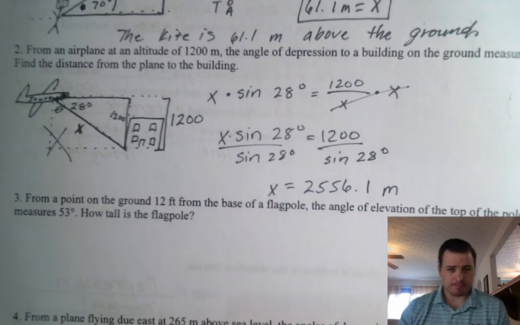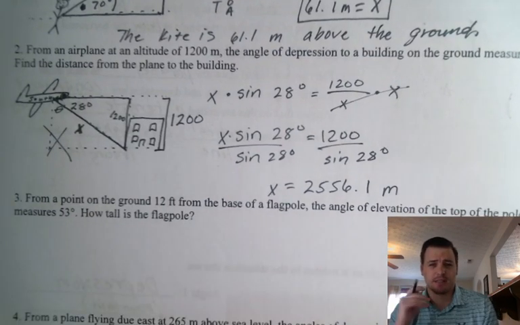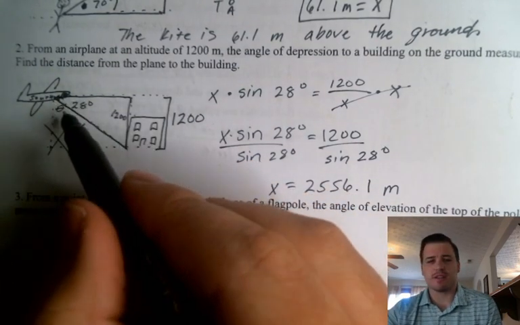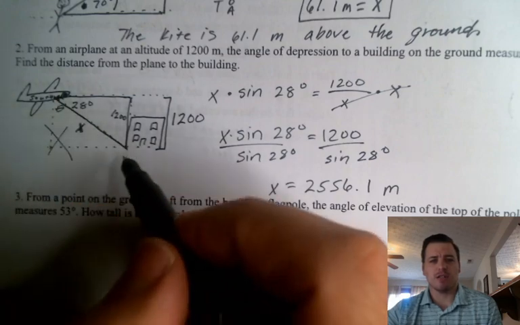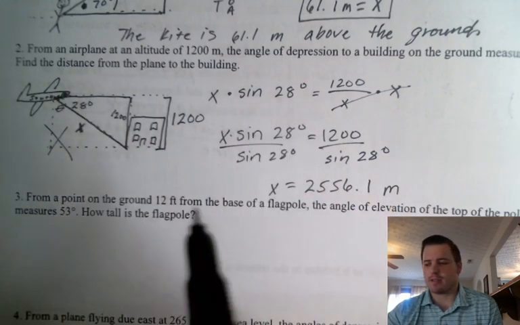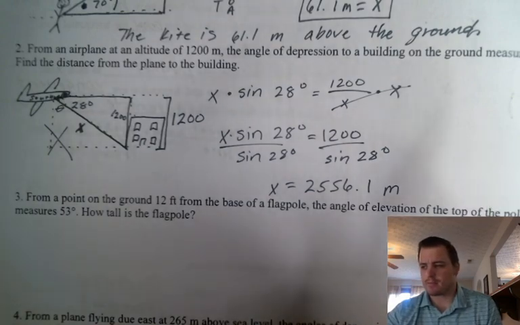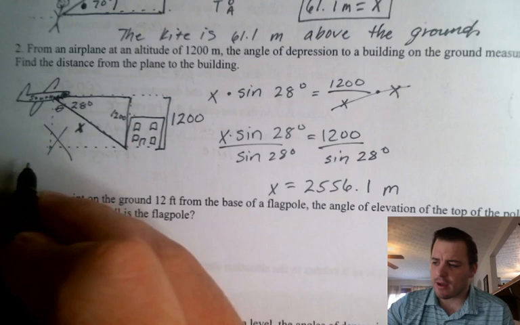Now, you always want to check and say, hey, does that sound right? Well, if that's 1200, we know that this is the longest part of this triangle. So I think it's reasonable to say that that could be 2556.1. All right, so I'd write a little sentence.